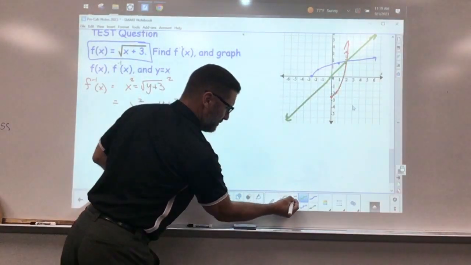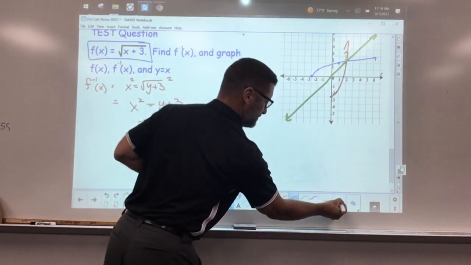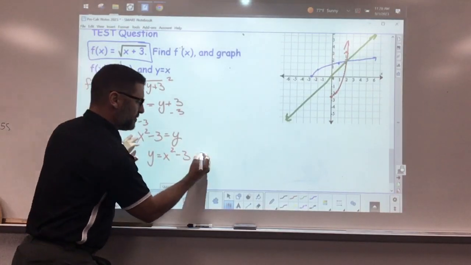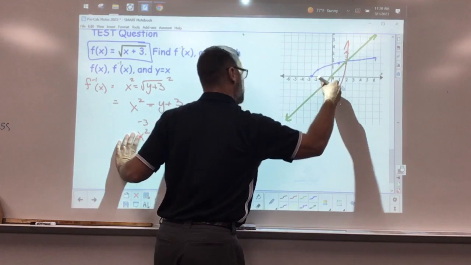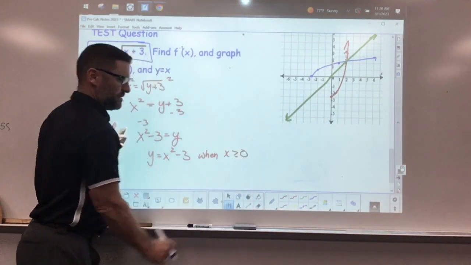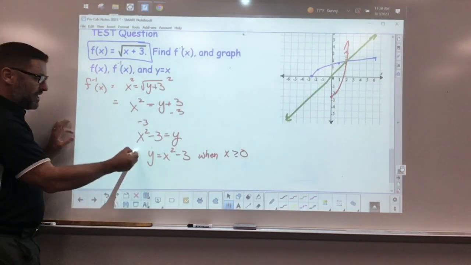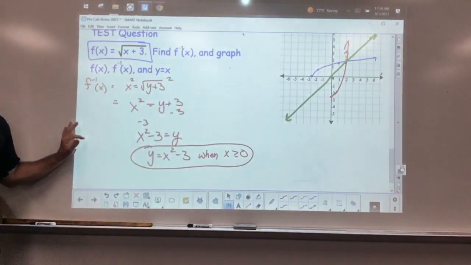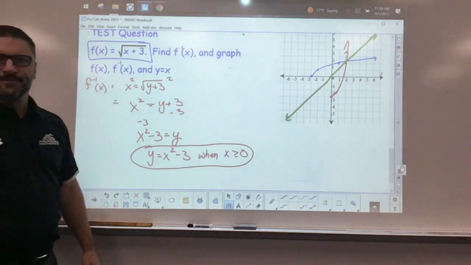So I'm going to qualify this. The inverse of f of x is equal to y equals x squared minus 3 when I start at my x value of 0 and I go to the right, when x is greater than or equal to 0. So I can still have an inverse on this one if I domain restrict that guy right there, and that's kind of a weird one. There's one like that on the test.